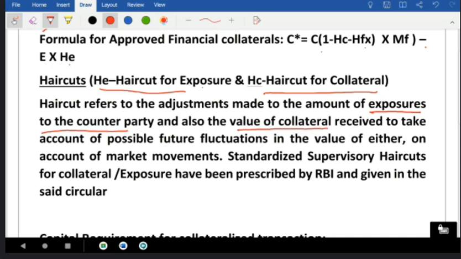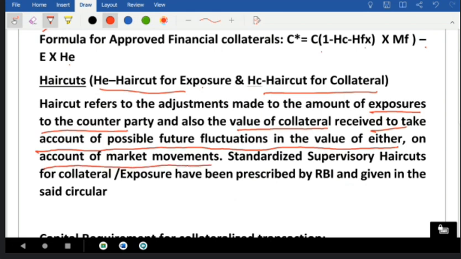I'll take one example. Let's say you have 100 grams of gold. It may have some value, just a hypothetical value like 35,000. If you sell it in the market, you cannot get the same amount. So we take some haircut. We reduce the value, and whatever you reduce the value by is called haircut. So there is always a haircut in the collateral and your exposure in arriving at your CRAR. This haircut is applied to take into account possible future fluctuation in value on account of market movement.